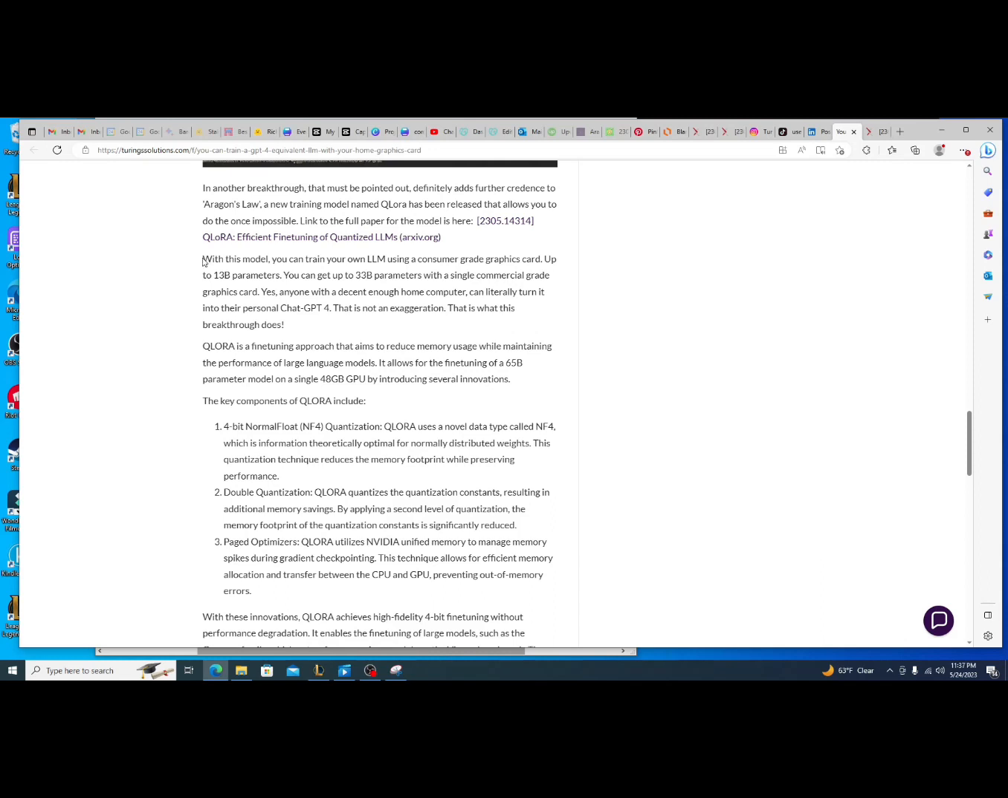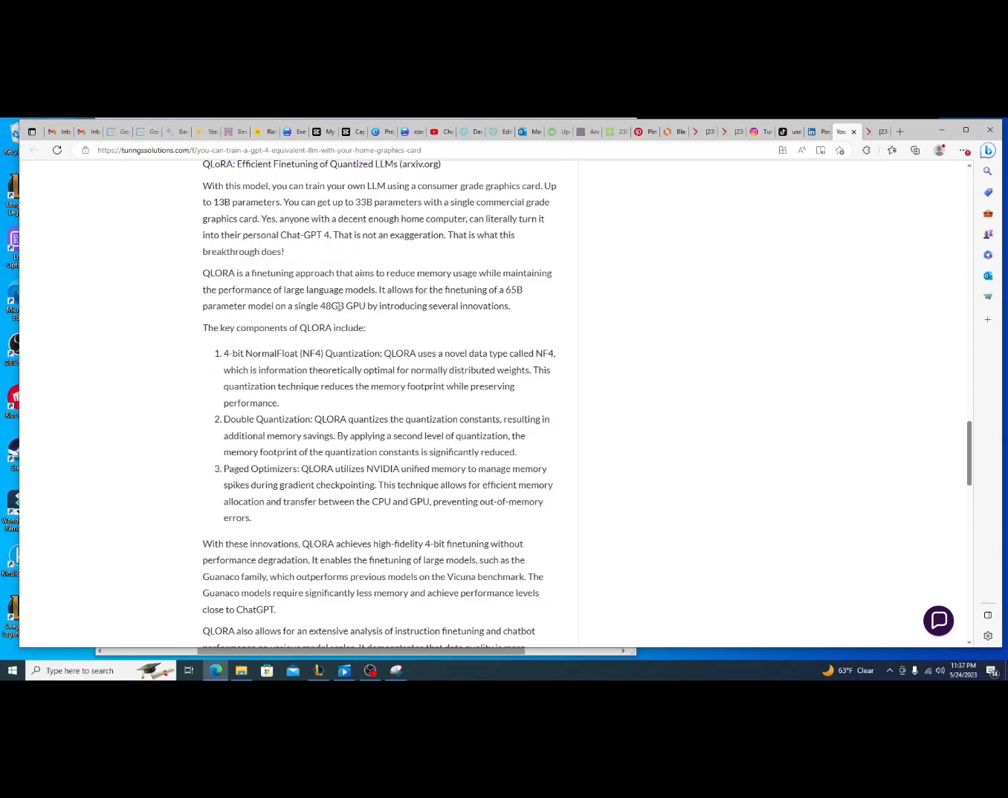And so the big thing to highlight here is that what we're talking about is up to 13 billion parameters with your personal graphics card, and then up to 33 billion with what they consider a single commercial grade graphics card, which would be something that you would find in a server.